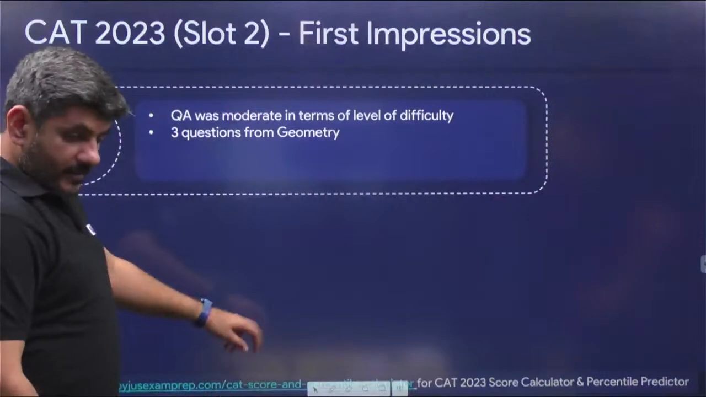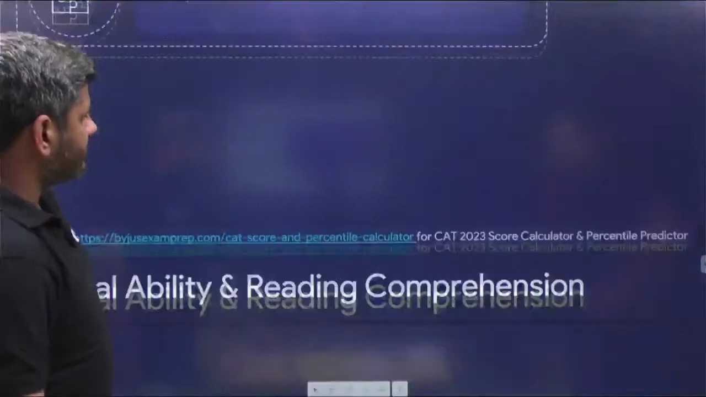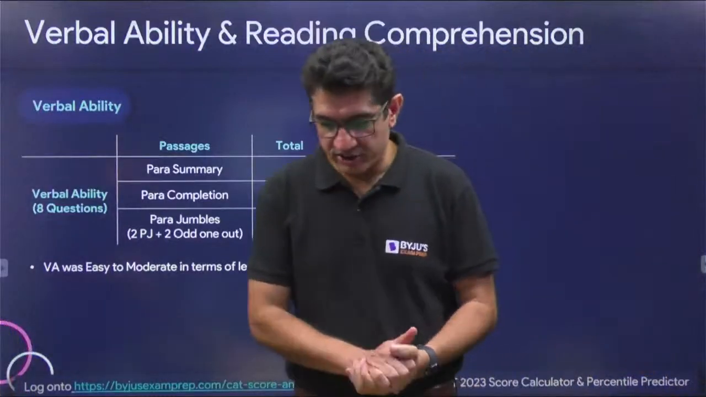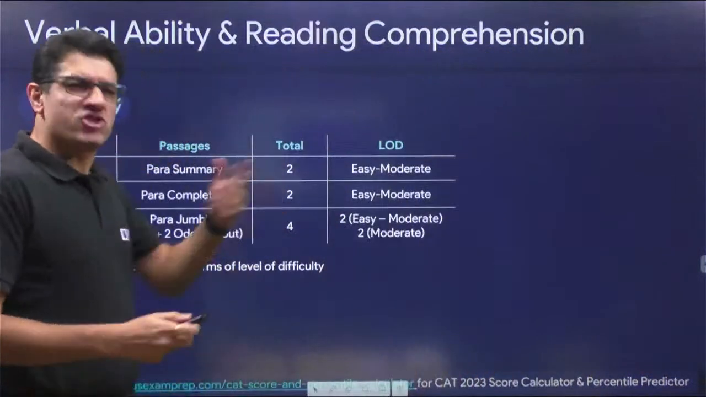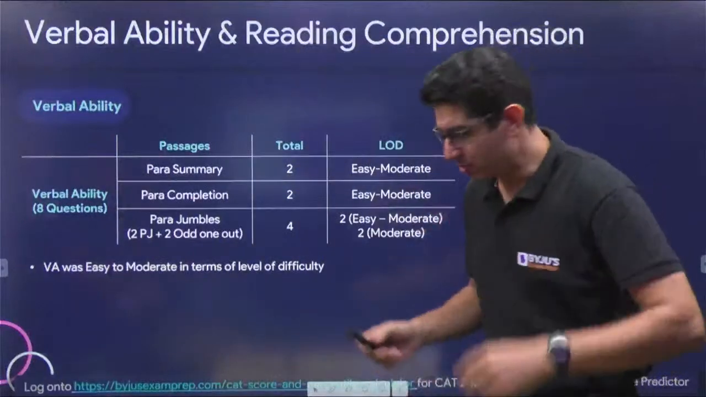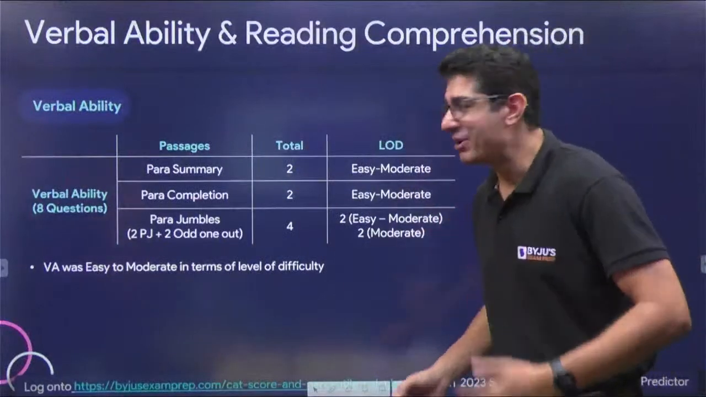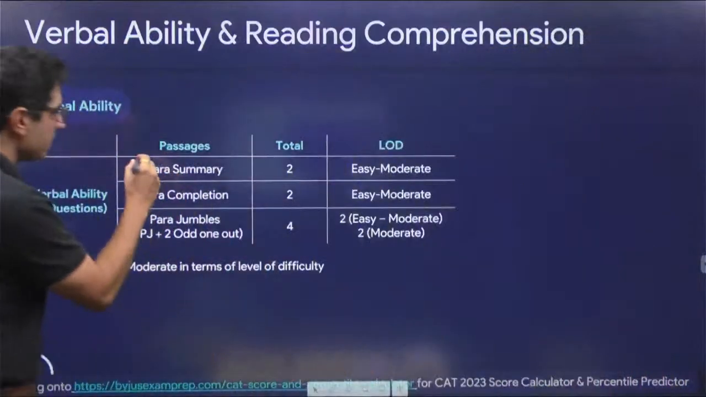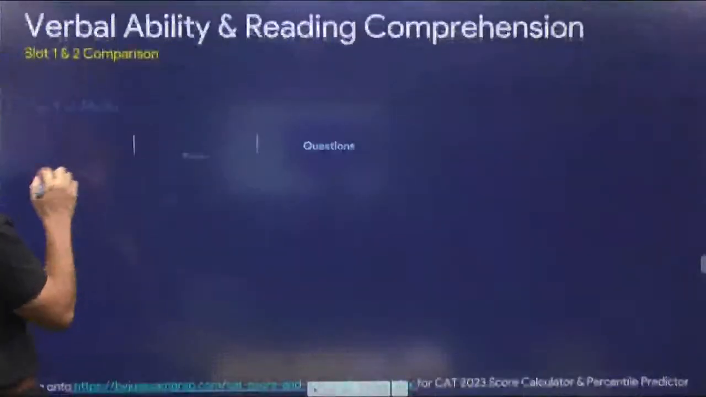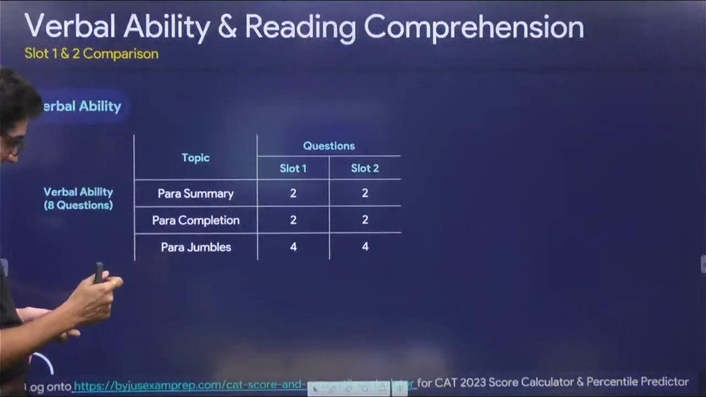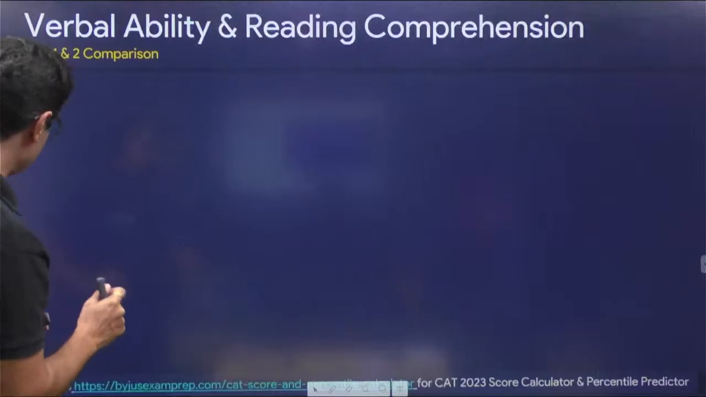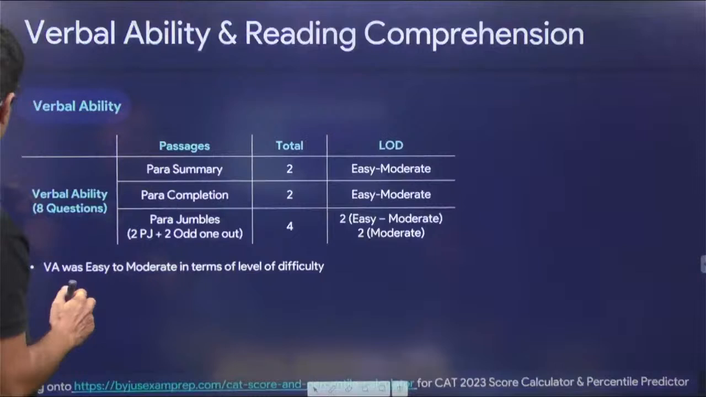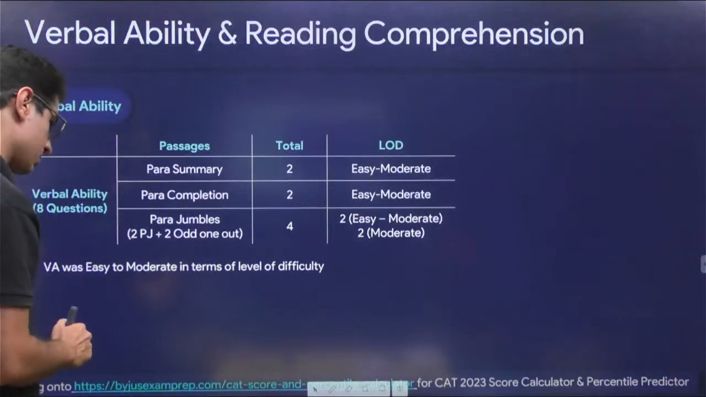Let's move ahead from here. I'll move to the next part. So that's about VARC. Let's just run through the slides first and then we'll dive into whatever questions I am able to recall. A couple of questions from para summary basically leaned towards being easy. Where did that option go? Which option is it?